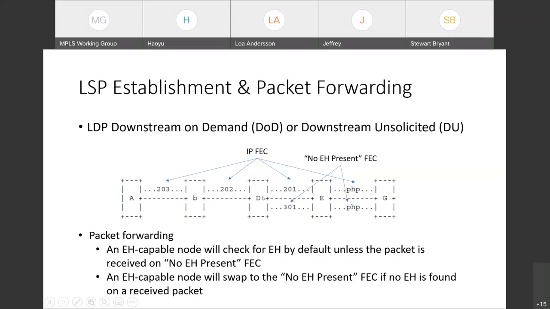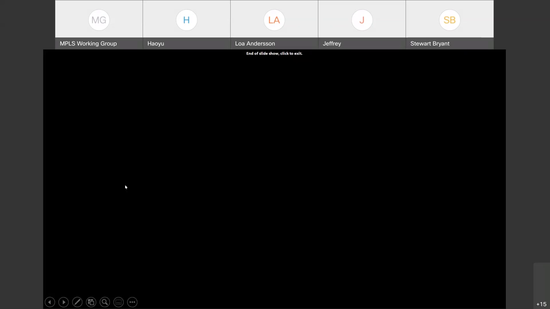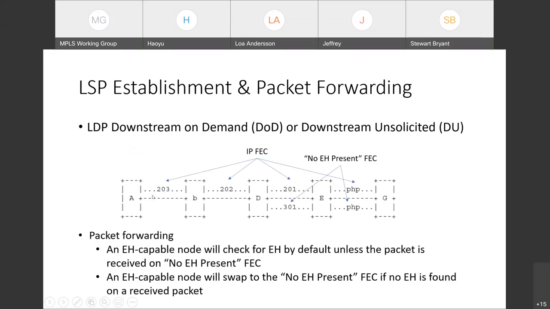But if there's no extension header at all, A still uses 203 to forward to B, B uses 202 to forward to D, then D will need to check the extension header, find there's no extension header at all, and it will use 301 to forward to E. Then E, once it receives the packet, sees 301, it knows there's no extension header at all, then it will directly forward the packet to G. So in this case, you can see the no EH present FEC can help to accelerate the processing.